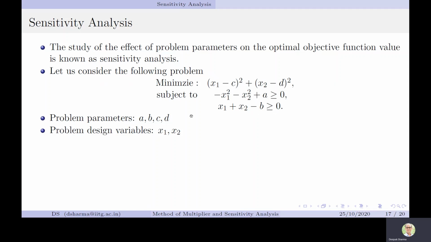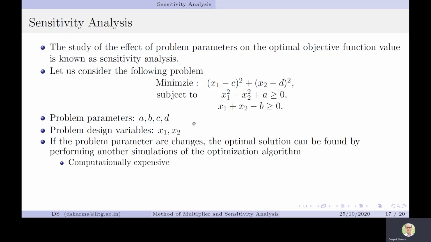So these constants A, B, C, D are our problem parameters, which are constant throughout our simulation. Only X1 and X2, which are our design variables, change in our optimization algorithm. So if the problem parameters are changed, the optimum solution can be found by performing another optimization simulation. This is similar to the understanding we developed while performing the sensitivity analysis for LPP.